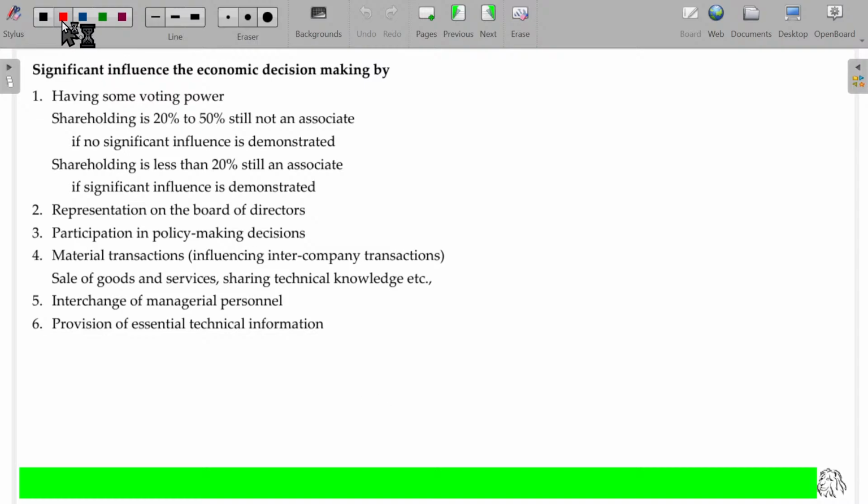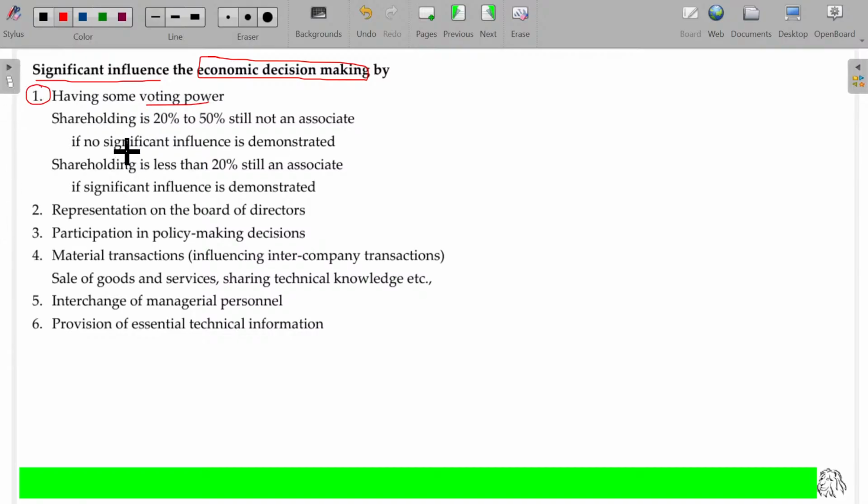Now, significant influence is especially with respect to economic decision making. Whatever economic decisions are taken by the company, I am able to influence them. Economic decisions mean director appointments, which influence the performance of the company, and salary also. Based on that, revenue may also be impacted. As the revenue gets impacted, my 30% or 20% share may be affected. So if I am able to influence the economic decisions, then I may be considered as having significant influence in the company.